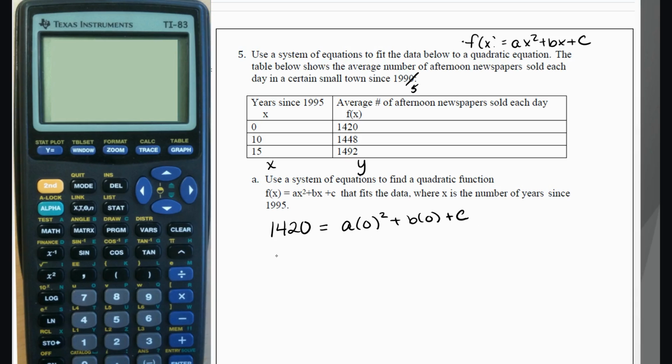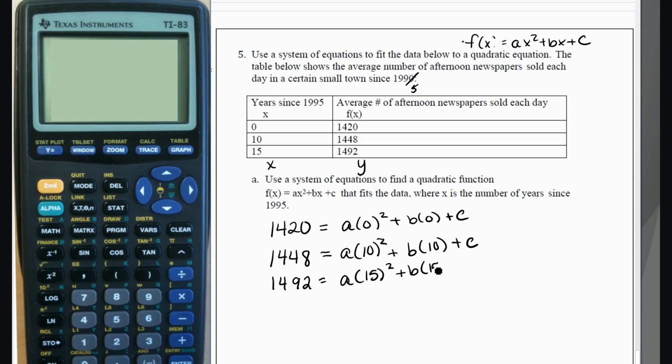Our next equation will say 1448 equals a times 10 squared plus b times 10 plus c. And for our third equation, we'll say 1492 equals a times 15 squared plus b times 15 plus c.